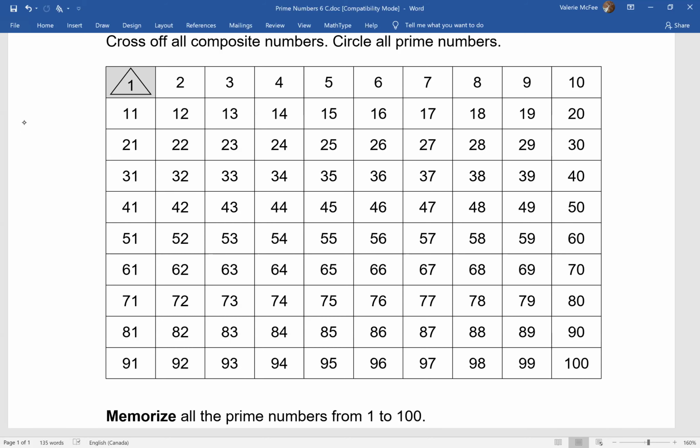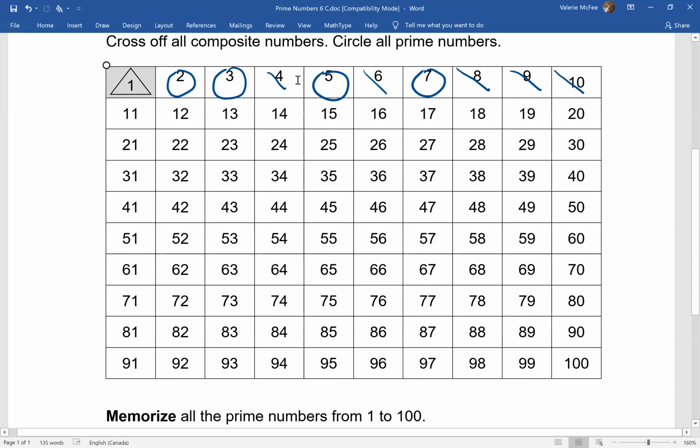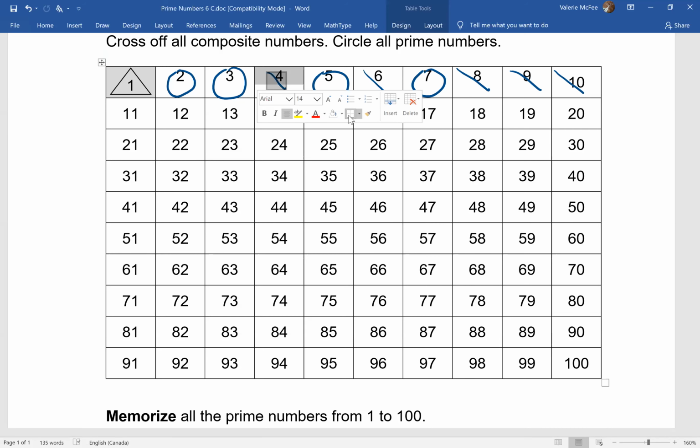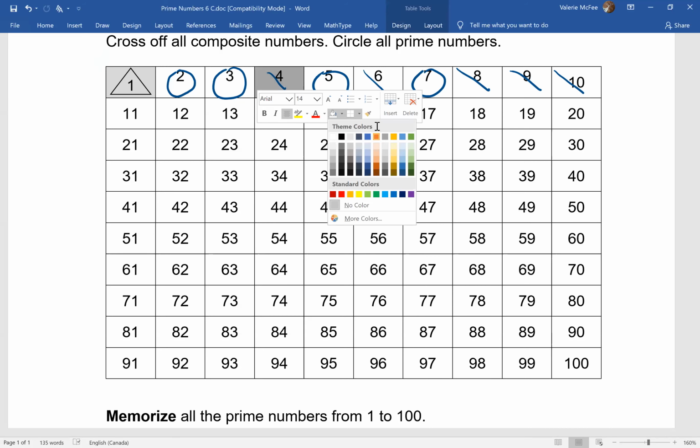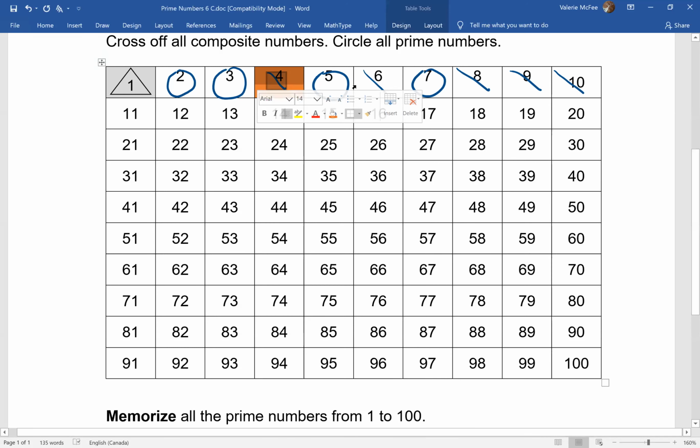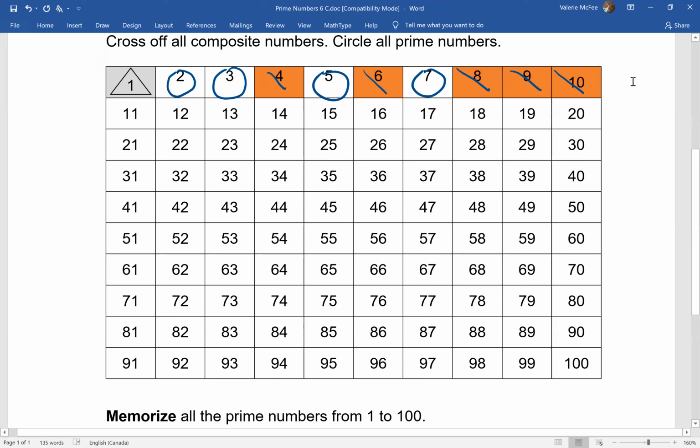Hopefully you know the prime numbers from 1 to 10: 2, 3, 5, and 7. There are 4 prime numbers less than 10. That means that each of these are not prime. You know, that's a bit annoying. Maybe I could just highlight the numbers that are not prime, or highlight the box. That might work. Okay, so not prime. Not prime. Not prime. There we go.